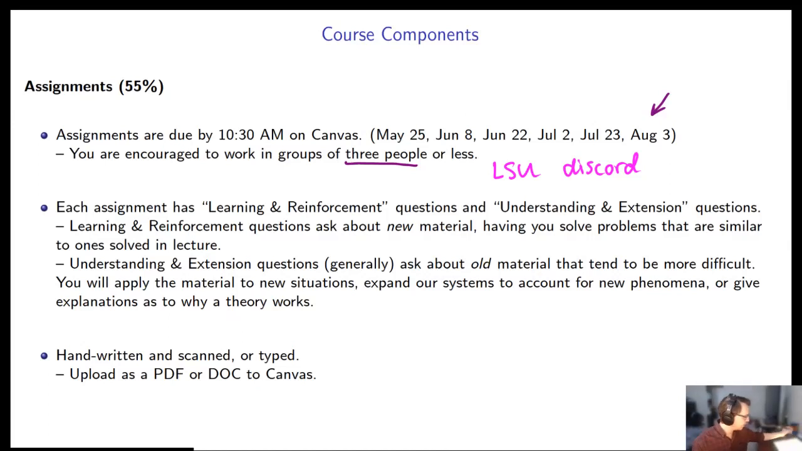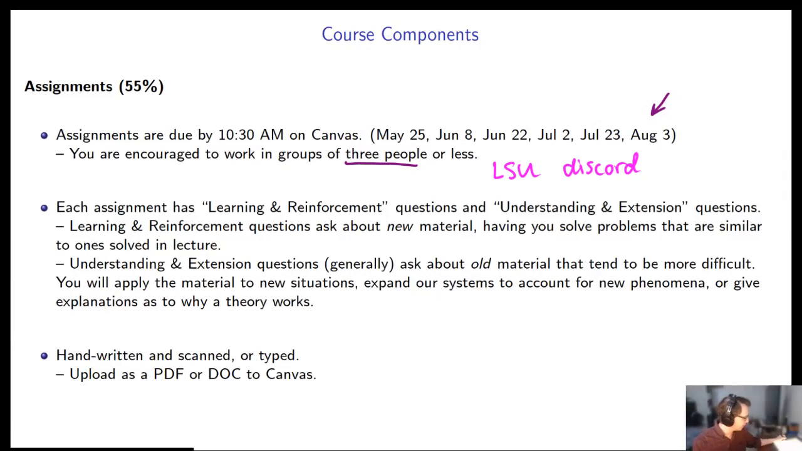The assignment structure in this course is a little bit different, and I want you to really think about this and keep this in mind. In a lot of courses, the assignments build up to tests, where the tests have the hardest questions in the course. That's not quite how this course works. Assignments have 2 types of questions.